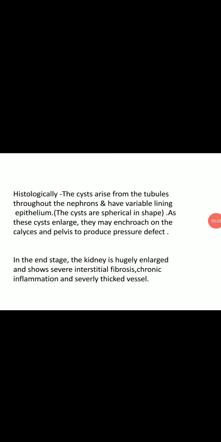Histologically, the cysts arise from the tubules throughout the nephrons and have variable lining epithelium. The cysts are spherical in shape. As these cysts enlarge, they may encroach on the calyces and pelvis to produce pressure defects. In the end stage, the kidney is hugely enlarged and shows severe interstitial fibrosis, chronic inflammation, and thickened vessels.